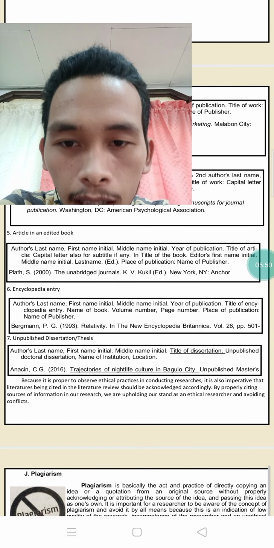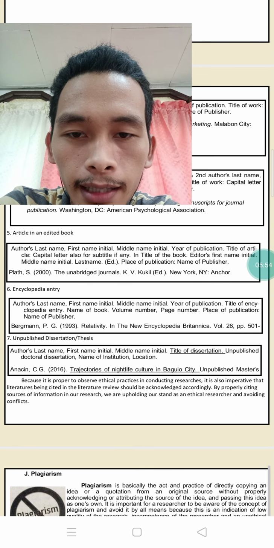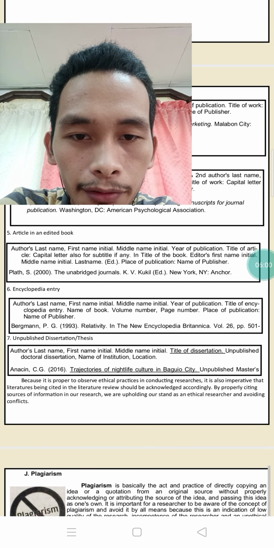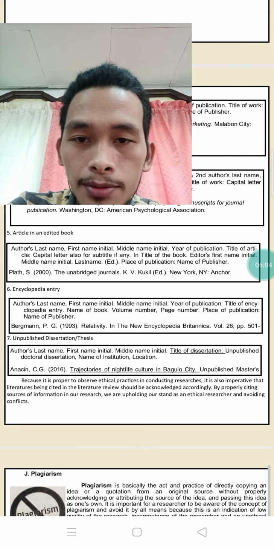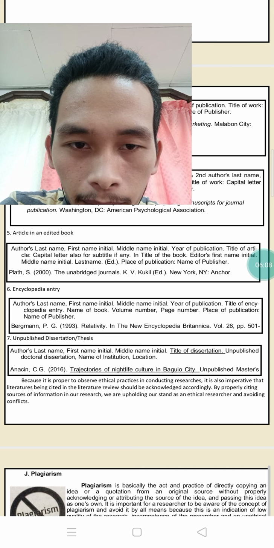Here's an example, Plath S 2000. The title of the article is The Unabridged Journals. Then the editor is KV Kokil. So the difference is that in the author's entry, the author's last name comes first, and then the first name initial and middle name initial.